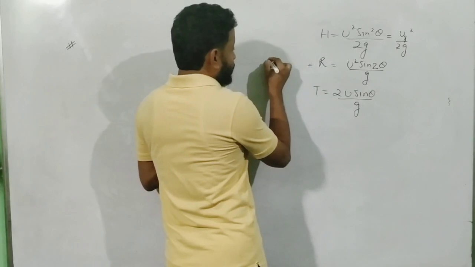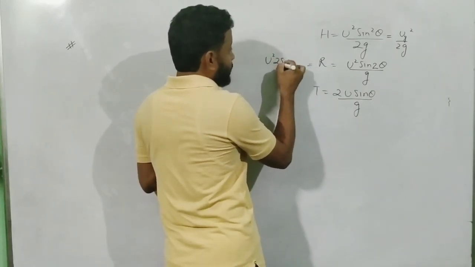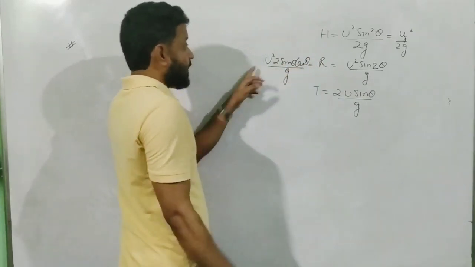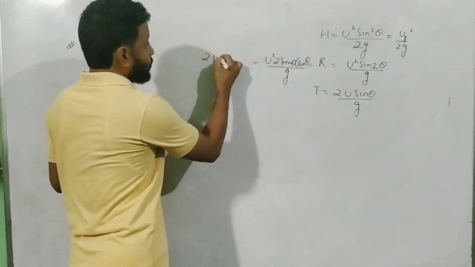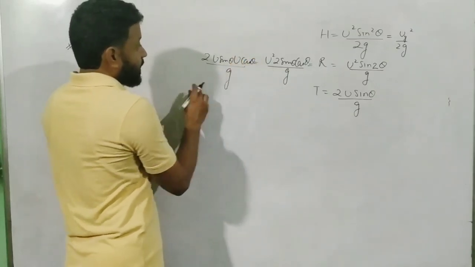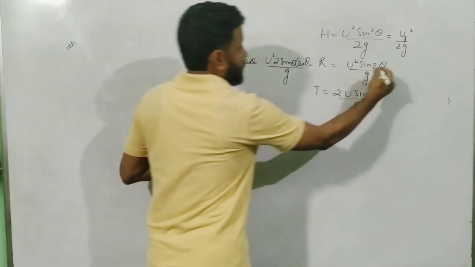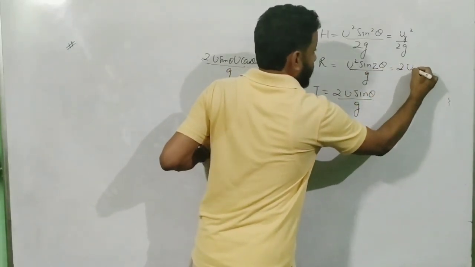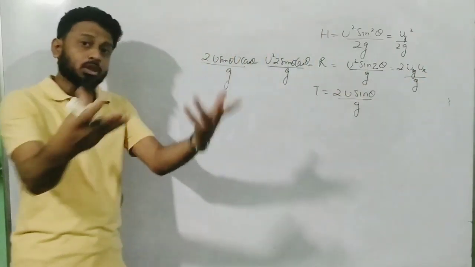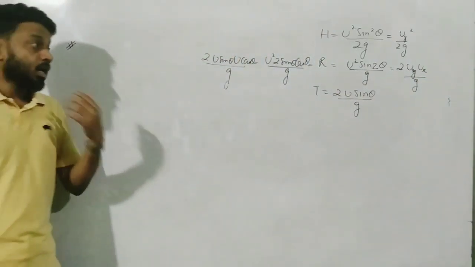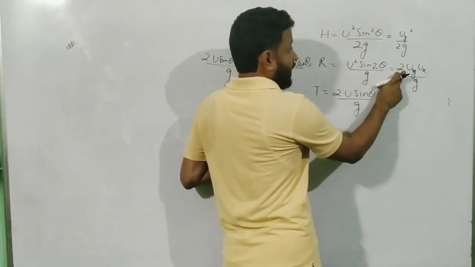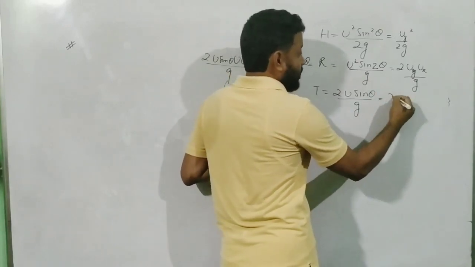Sine 2 theta has a formula. If you remember the formula, it says 2 sine theta cos theta divided by g. You can now write this as 2 u sine theta multiplied by u cos theta divided by g. What is u sine theta and what is u cos theta? I request you to remember it as uy multiplied by ux divided by g. So range depends on both components of velocity, x component as well as y component. Remember the range formula in this manner, and remember the time of flight formula in this manner.